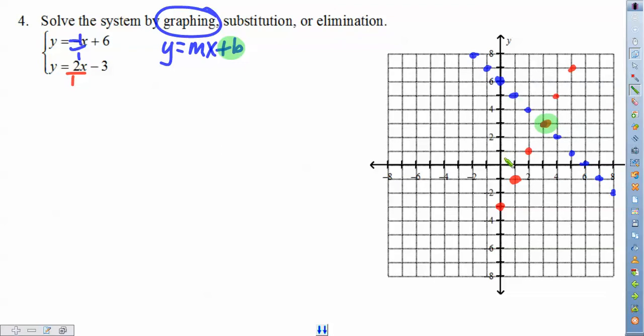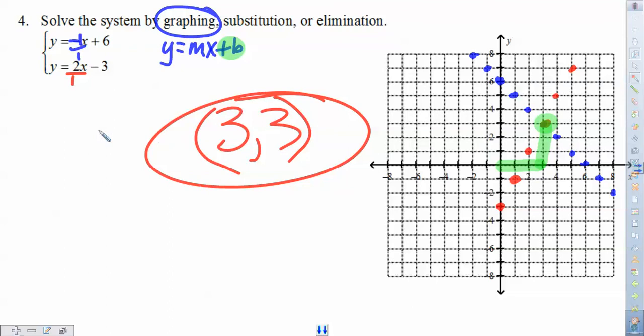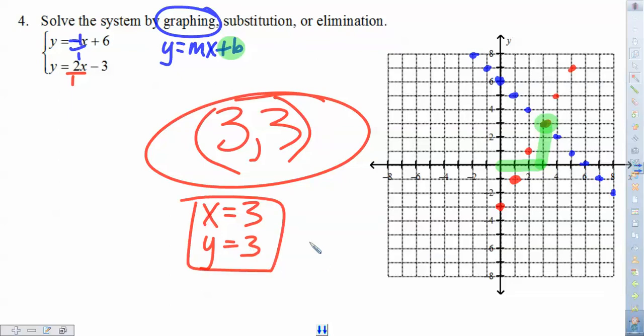So now all it's a matter of is writing down the address of that solution. We went 3 to the right and we went 3 up to get there. So our answer here, 3, 3. You can write it like that, or you can just write it like we were writing the other ones here. You can say x equals 3 and y equals 3. I don't care which way you write it. They're both saying the same thing.